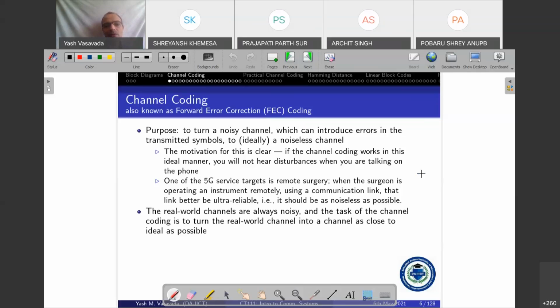Now, the real world channels are always noisy. So that is what the channel coding does. It turns a noisy channel into an ideal channel, as close to a noiseless channel as possible.